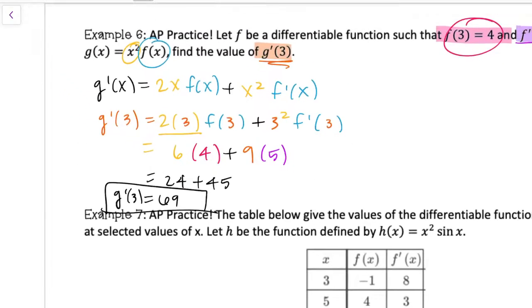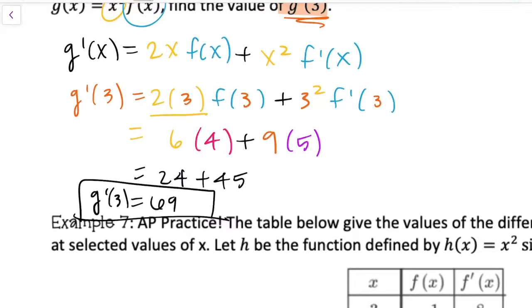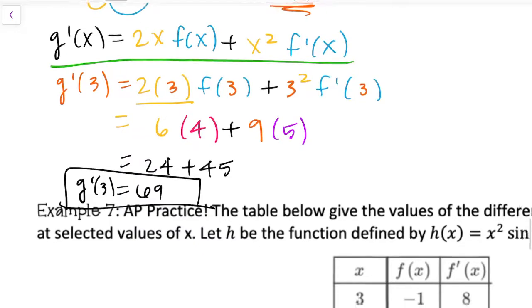This would most likely be a multiple choice problem, but in the off chance that it wasn't, make sure that we're careful saying that this first line is not equal to the second line, right? We can't just put in equals when we evaluate it at 3. So separate thoughts. But g prime of 3 is 69.